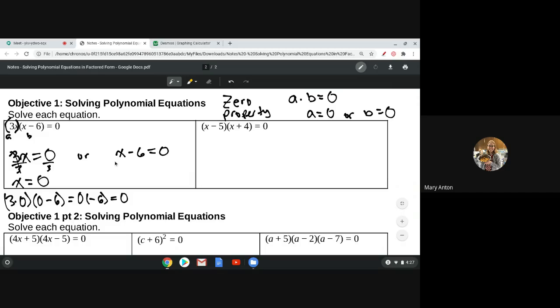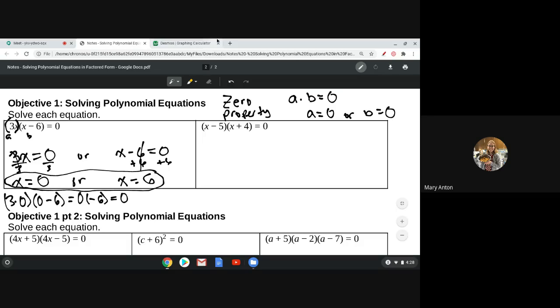Now let's go to the right and take a look at this next part. This x minus 6 equals 0. Well, how do we get x by itself? We can add 6 to both sides, and these 6's will cancel out, and we get x equals 0 plus 6, which is just 6. And if we plug in a 6 for x, we will also get 0.